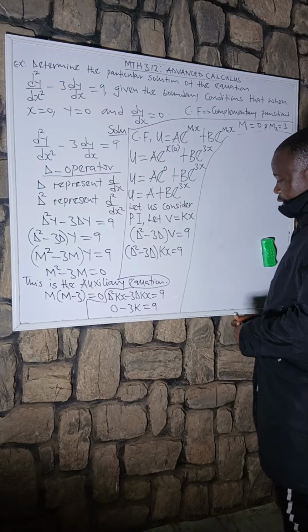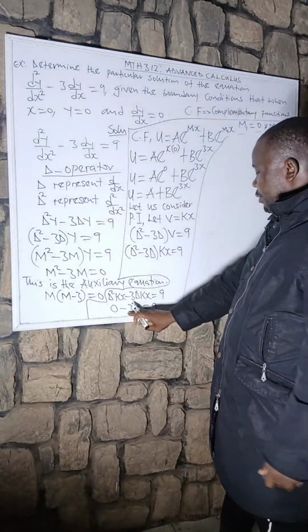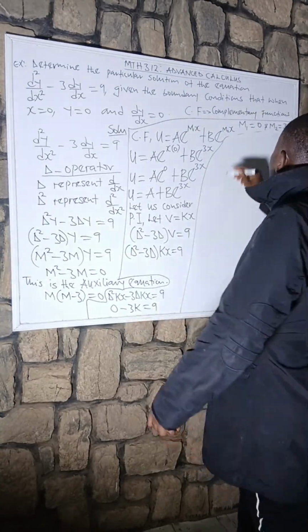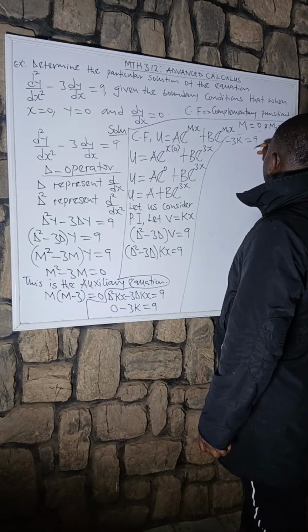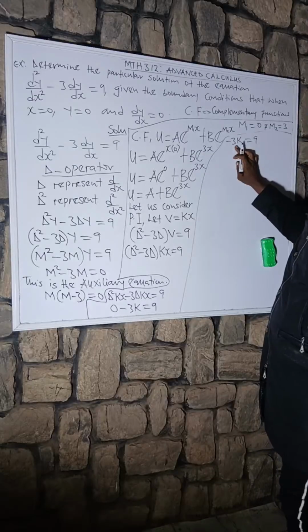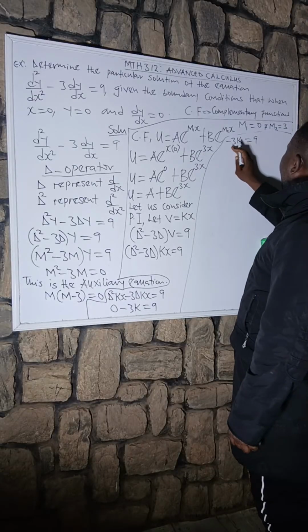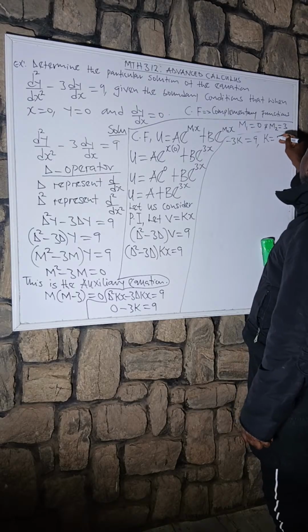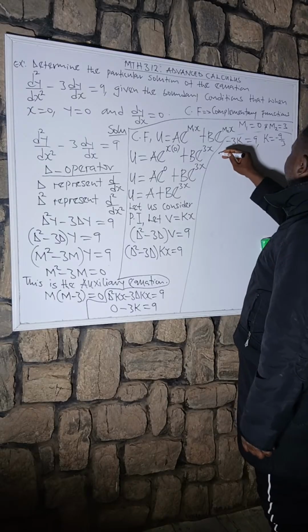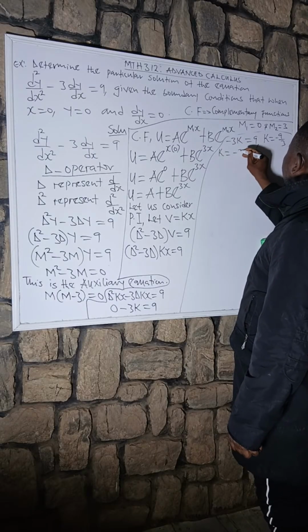Let us proceed. So here, 0 minus 3k is minus 3k equals to 9. So we are going to obtain the value of k. If we divide through by minus 3, it means our k is equals to 9 over minus 3, where k is equals to minus 3.